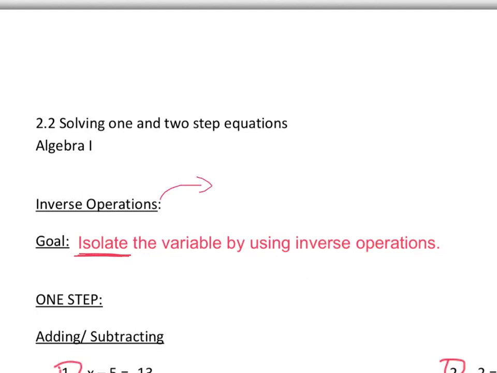Inverse operations means if in an equation you're adding, well, the inverse or the opposite of adding is subtracting. So put a comma. And likewise, if you're multiplying, I'll put a times for multiplying, well, the opposite of multiplying is dividing. So we're going to use inverse operations to basically move every number over to the other side of the equation so that the variable is completely by itself.